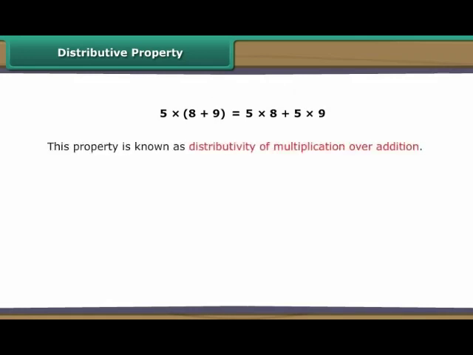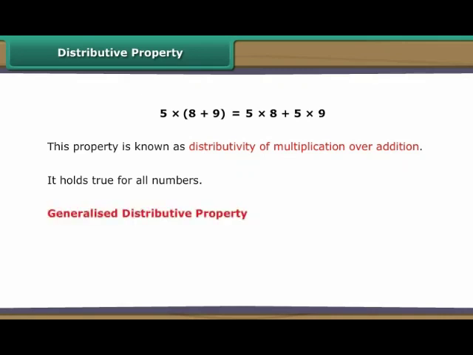Distributive property. Look at this expression. 5 into (8 plus 9) can also be written as 5 into 8 plus 5 into 9. This property is known as distributivity of multiplication over addition. It holds true for all numbers. We can therefore generalize it with variables as (a plus b) into c is equal to a into c plus b into c.